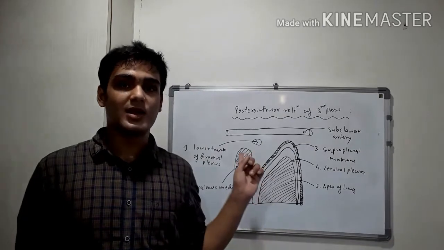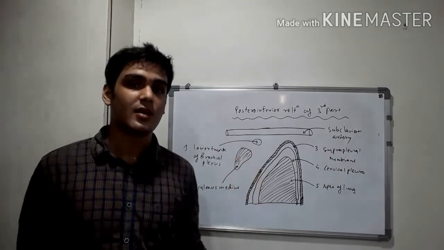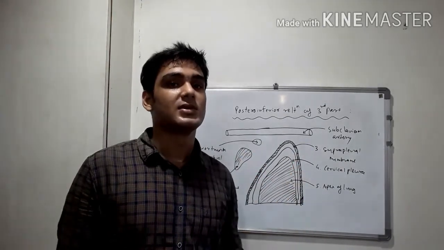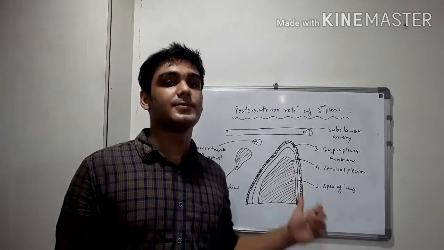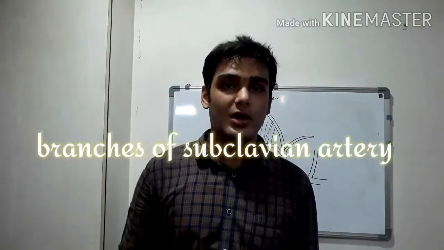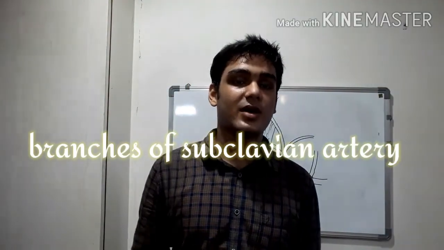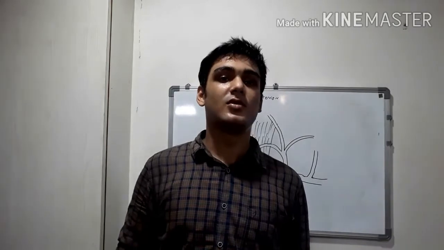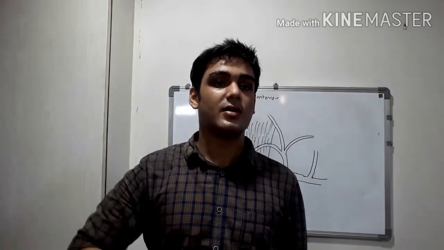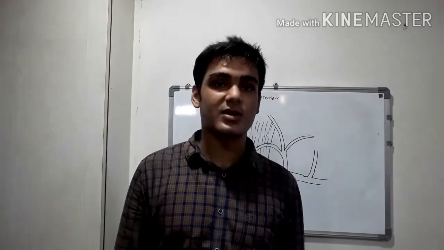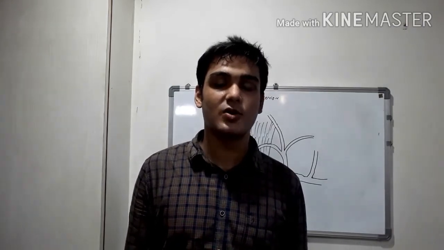The lower trunk of brachial plexus, scalenus medius muscle, the suprapleural membrane, cervical pleura, and the apex of lung. Now, let's discuss the branches of subclavian artery. So, the first part of subclavian artery, which is the part medial to scalenus anterior muscle, gives 4 branches, and the third part occasionally gives a branch, whereas the second part gives no branches.